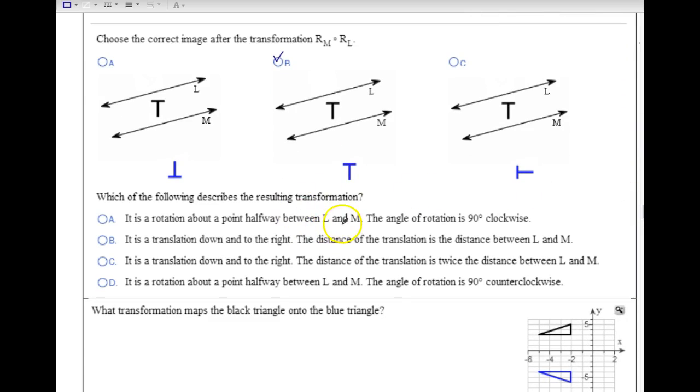Okay, which of the following describes the transformation? We know it's a translation, so it's one of these two. It is a translation down and to the right. Well, that's true. The distance of the translation is the distance between L and M. Well, that's not true. The distance from, let's say, this point here to this point here is a lot longer than these two. It's about double that. So it is a translation down to the right. The distance of the translation is twice the distance between L and M. That's the correct one.